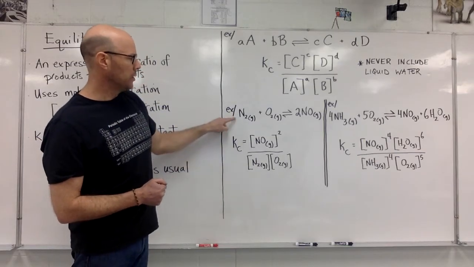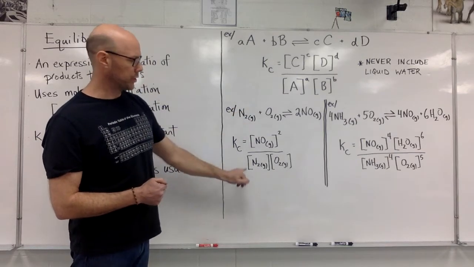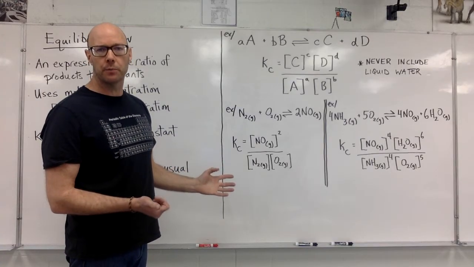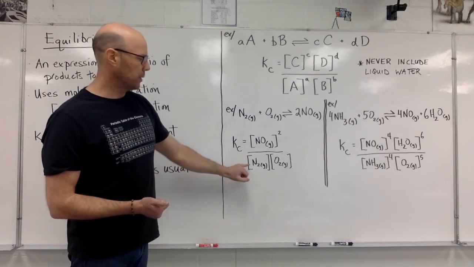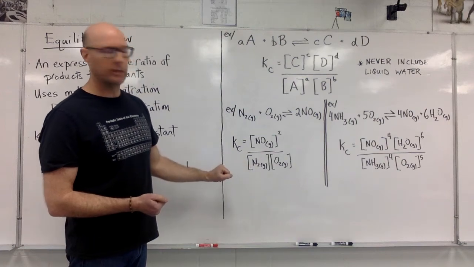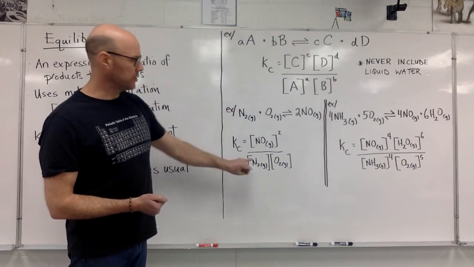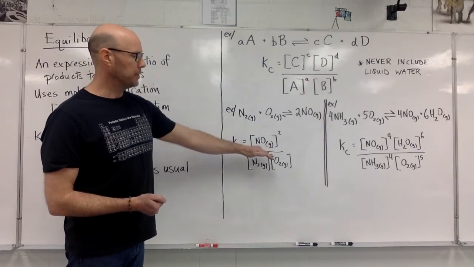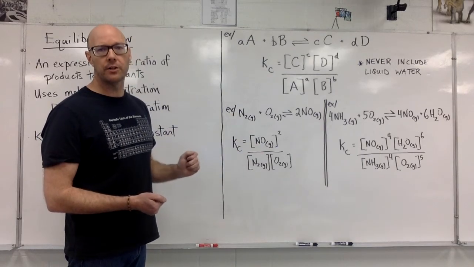Divided by, there are 2 reactants, so they both show up in the denominator position of the equilibrium law expression. The concentration of the nitrogen gas to the power of 1. Notice there's no exponent there because this was balanced with the 1. Multiplied by the concentration of the oxygen gas.